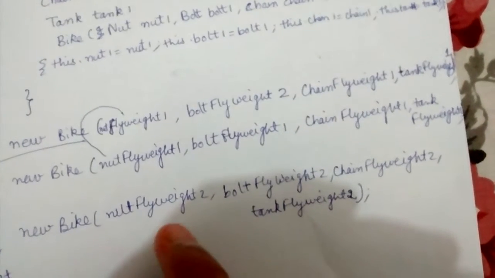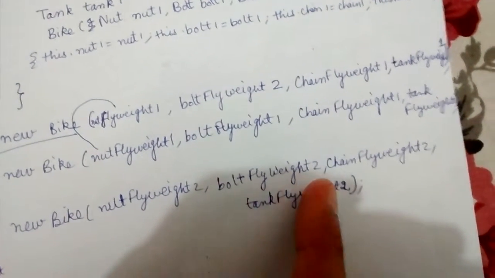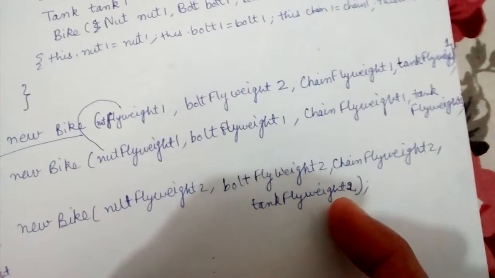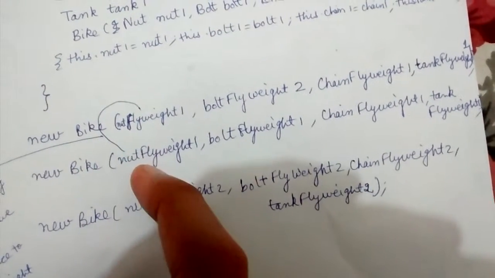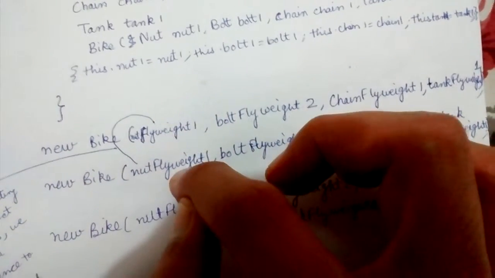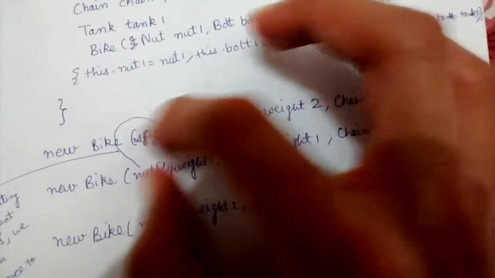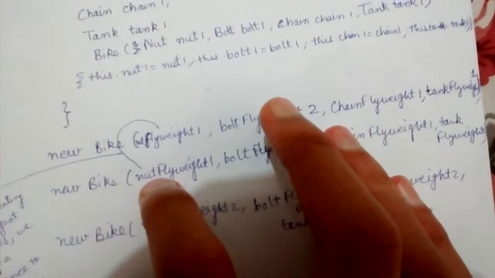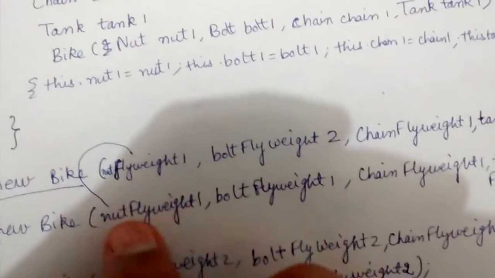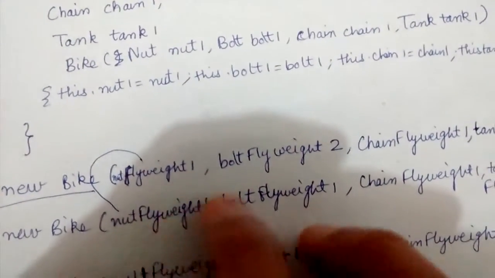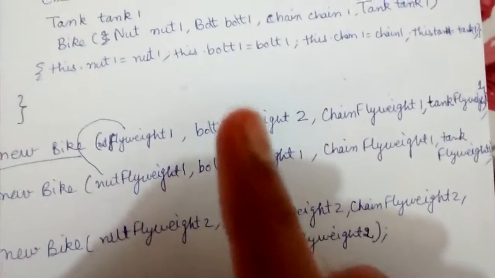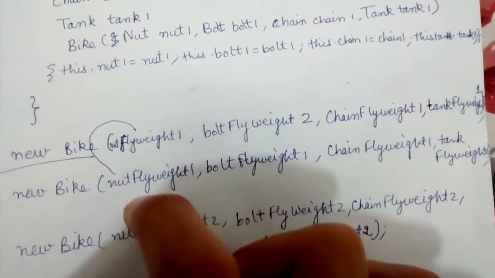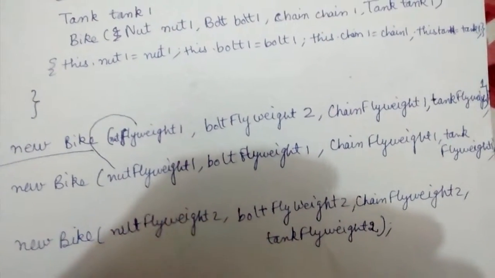Then a new bike, again we are trying to instantiate with nut flyweight 2, bolt flyweight 2, chain flyweight 2, tank flyweight 2. So basically the first parameter of these 2 bikes, if you consider the nut, it is the same flyweight, that is you are passing the same object. So this object is pointed to by the key nut flyweight 1 here. So this is the same object we are passing. So let's say we want the size 1 object. So this is the same object in both the cases, and this is a different object.